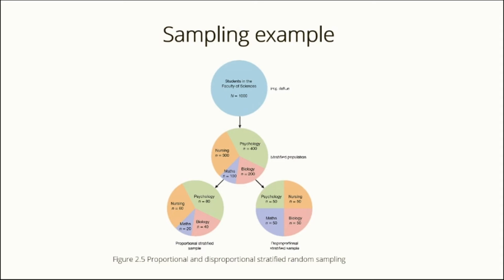So if we want a proportional sample, we'd want a proportion that is equal to our stratified population. So 80, 60, 20, 40. Or we can have a disproportional sample where we have equal numbers from each of those groups. Depending on your research question and how you want to go about it, you have to decide which one is more appropriate to the general population. If we're specifically looking at our population, the Faculty of Sciences, then the proportional stratified sample is probably more accurate and generalizable than the disproportional.